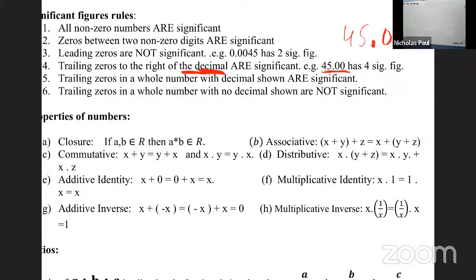So if I gave you 45.00 and I said to write this in terms of 2 significant figures, what you do is this. Write 4, 5 and leave out the decimal place. Okay? So 4, 5 is 2 significant figures. Once you put that decimal place, those other zeros become significant. All right?